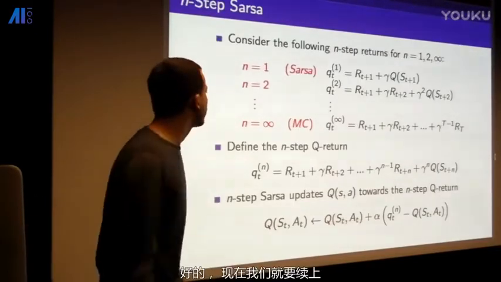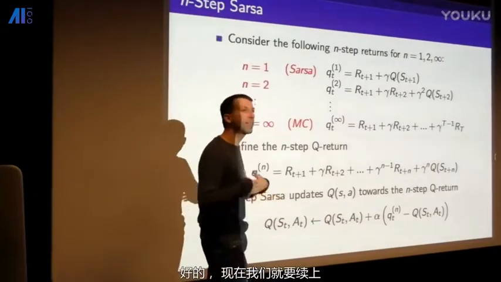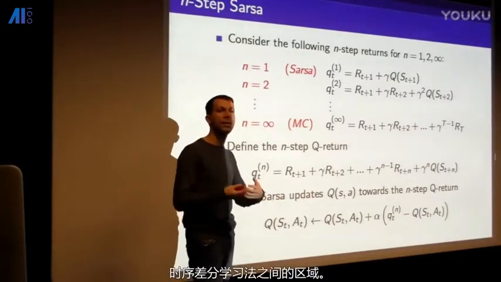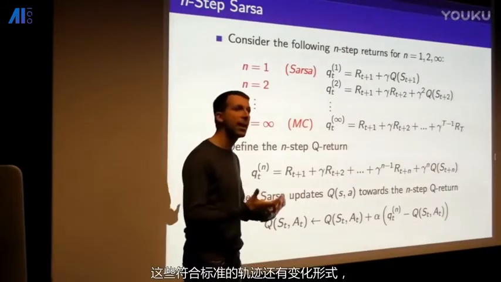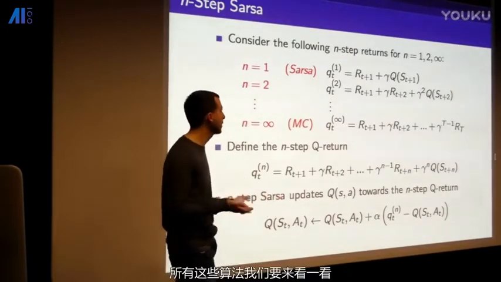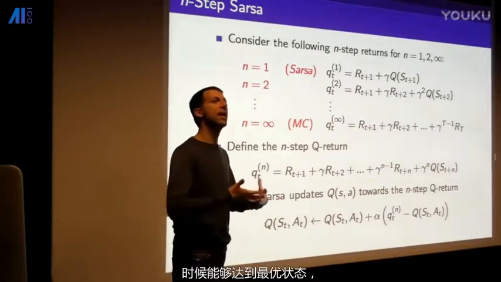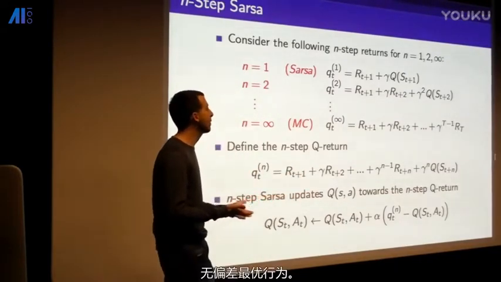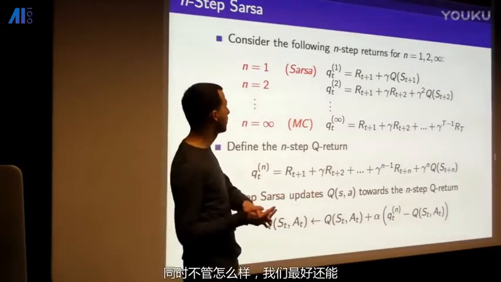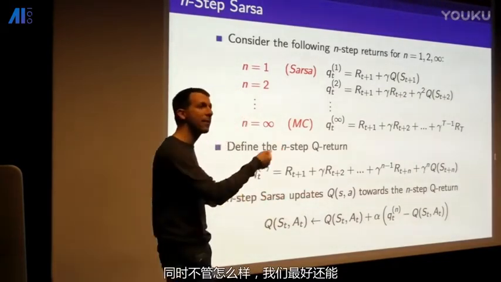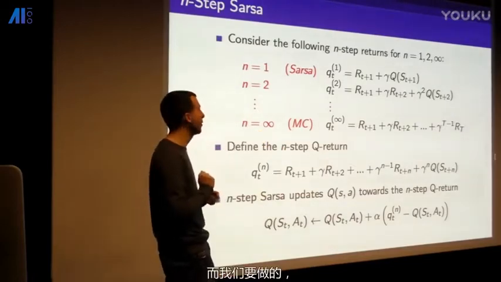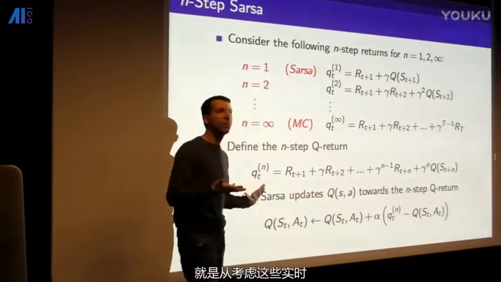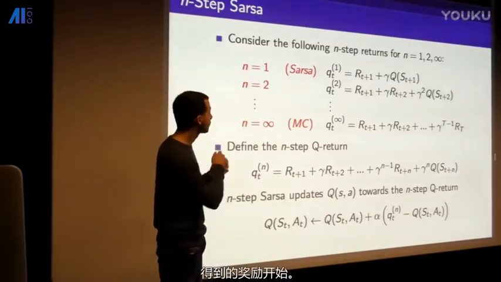Okay, so now we're going to take the step that we took in the last class, which is we're going to consider the spectrum between Monte Carlo and TD learning algorithms. We're going to consider these eligibility traces and lambda variants of these algorithms to see if we can again get the best of both worlds: the best of the unbiased behavior that you get from Monte Carlo, and also get, or at least control, the bias, with a knob that controls the bias-variance trade-off. And so the way we're going to do that is start off by considering these n-step returns again.